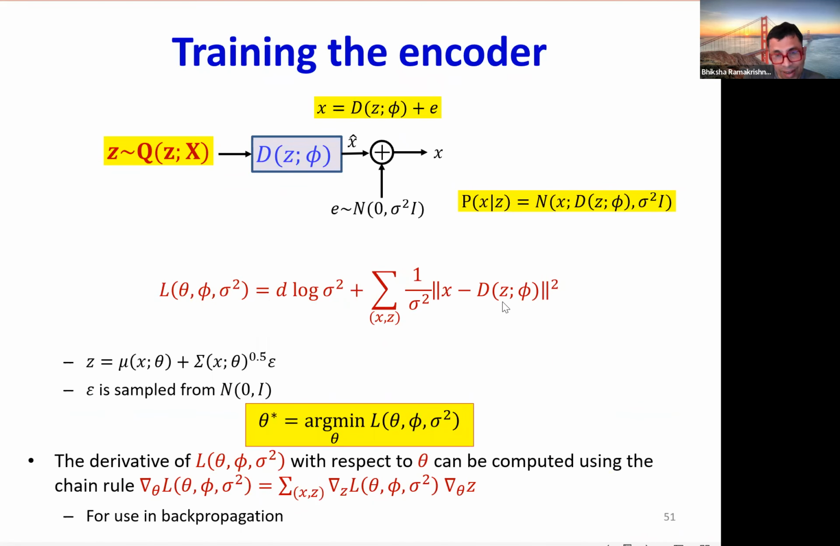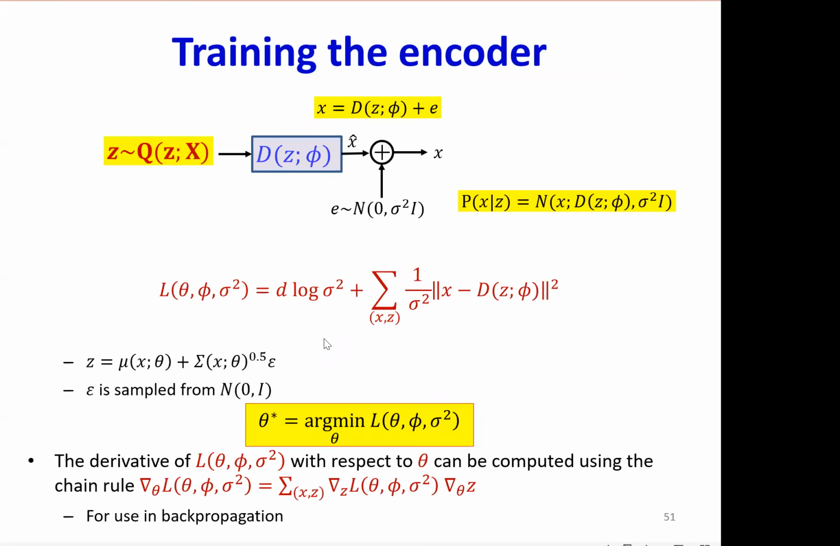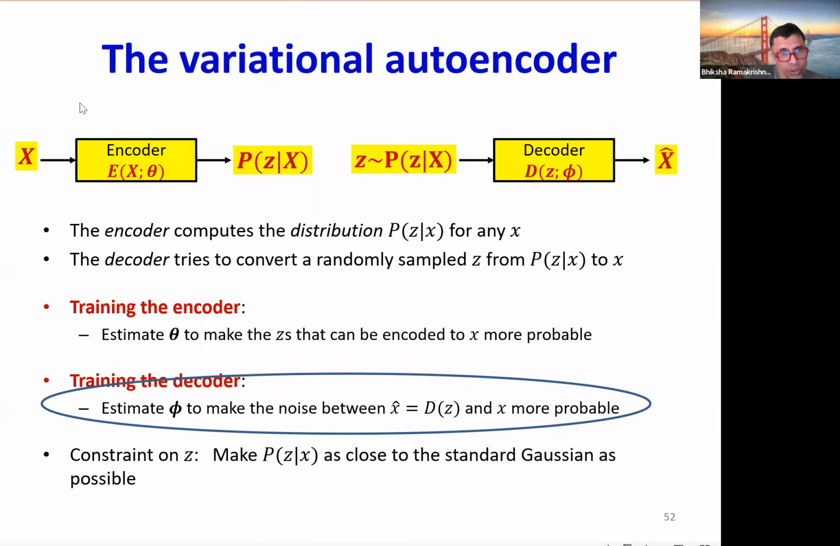And so I can write the derivative of the loss with respect to theta as the derivative of the loss with respect to z, which is simply a quadratic term, times the derivative of z with respect to theta, which is just this, right? All right. And so now I can use that to update my encoder.